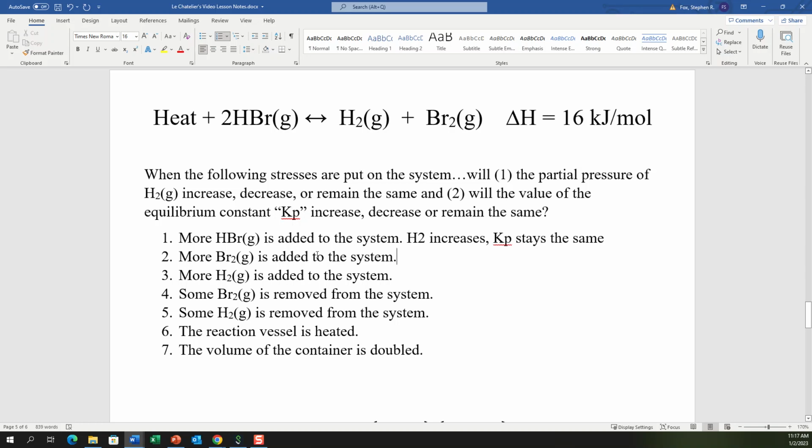More bromine is added. So if I add bromine, the reaction is going to shift to the left. That's going to consume some H2. So when equilibrium gets reestablished, you'll have less H2. So the partial pressure of H2 decreases, but Kp stays the same.